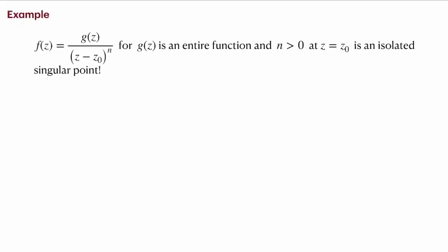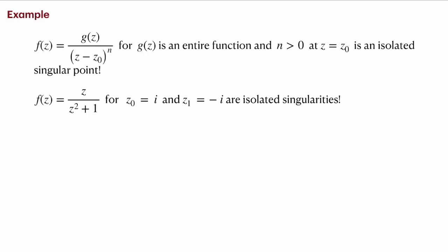We have a function f of z is equal to g of z by z minus z0 to the power n, where g of z is an analytic function in the entire complex plane, or it is called an entire function. For n greater than 0, we have z is equal to z0 is an isolated singularity. So this is a trivial example. I am just emphasizing what kind of form comes in the isolated singularity. That is why I have given this example.